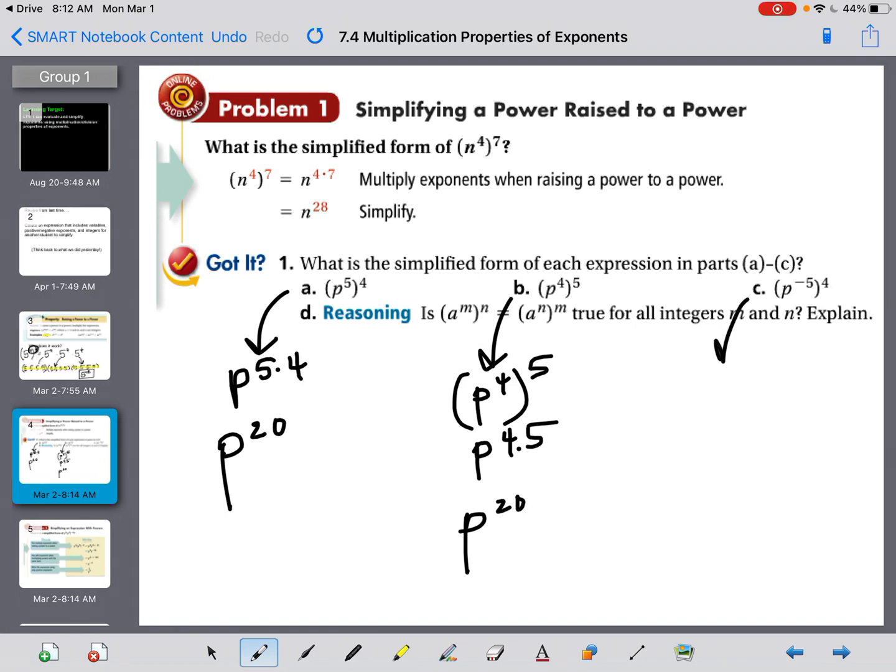And then this last one is p to the negative 5 times 4, so we have p to the negative 20th, which is 1 over p to the 20th, remembering that we can't leave a simplified form with a negative exponent.